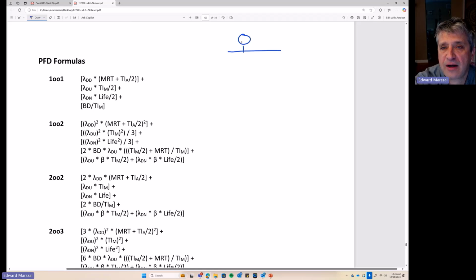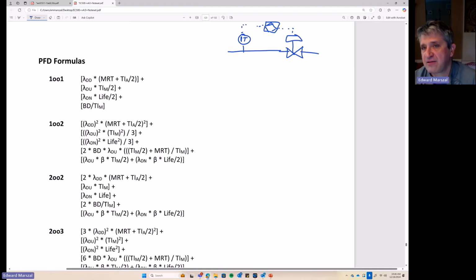I have a pressure transmitter, and I am going into an SIS logic solver, and then I am going to close a valve if the pressure gets too high. Okay, in order to run my SIL verification calculation, I'm going to determine what formula I'm going to use. And then for that formula, I am going to determine which terms are appropriate.